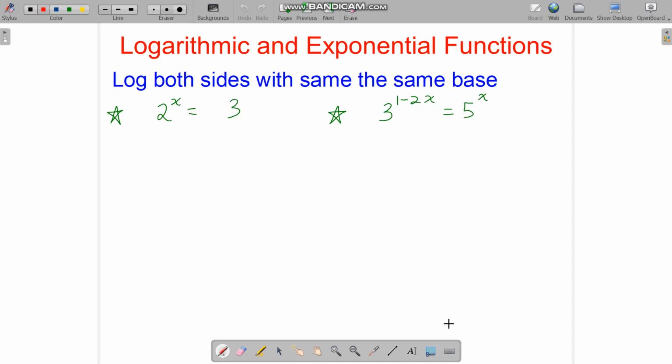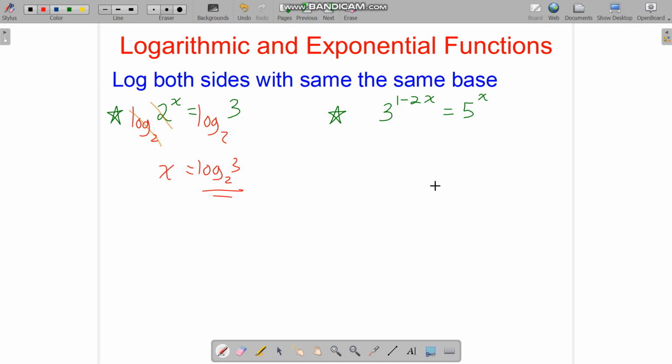Okay, next we have an exponential, so we have to log both sides. In this case, we have to use base 2, because the exponential is with the base 2. In order to cancel out the 2 here, we have to use base 2, because now we have only x equals something, which is already the answer. Log 3 base 2 is the answer.